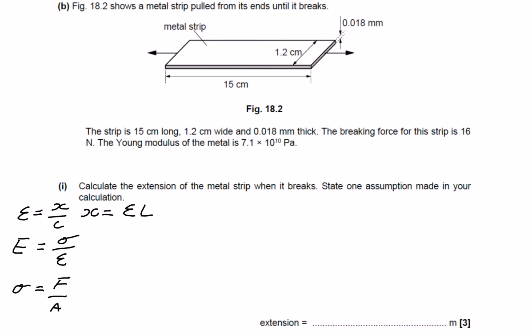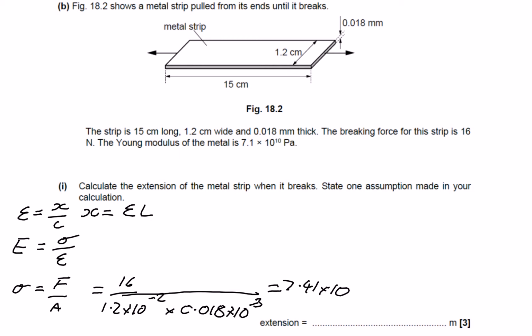So let's work out the stress. So that's going to equal 16 divided by 1.2, and I'm going to put it into metres because we've got different units going on, so times 10 to the minus 2, multiply that by the thickness, 0.018 times 10 to the minus 3. Let's make that a little bit bigger, and that's going to give me a stress of 7.41 times 10 to the 7 pascals.